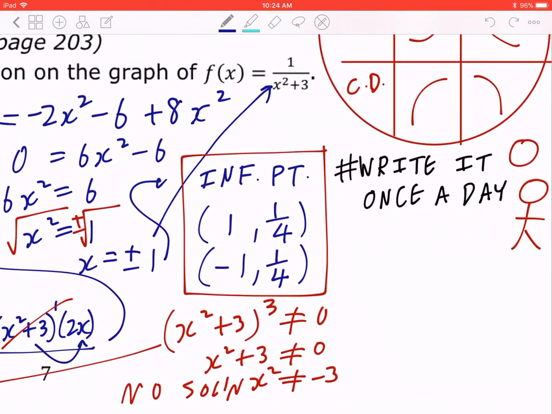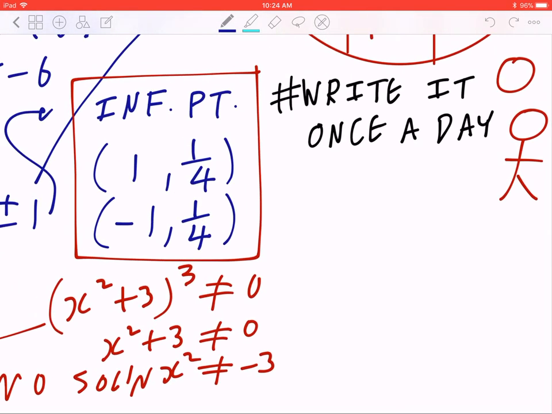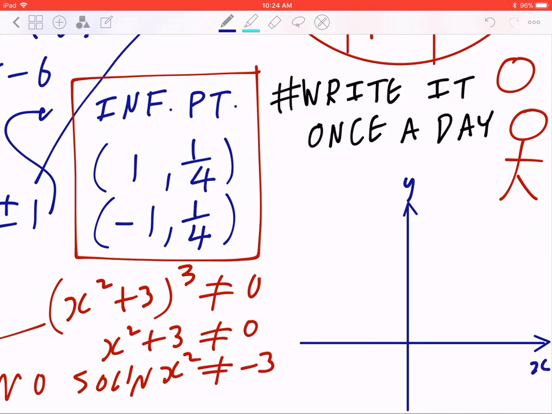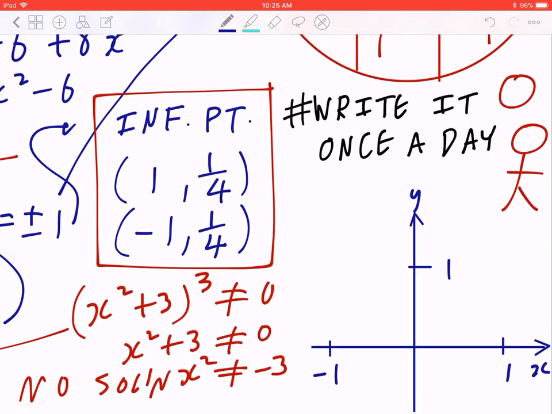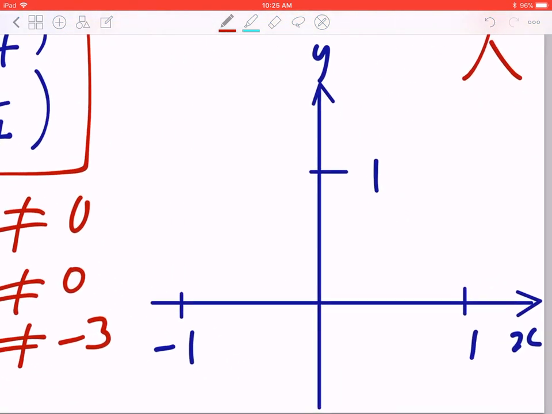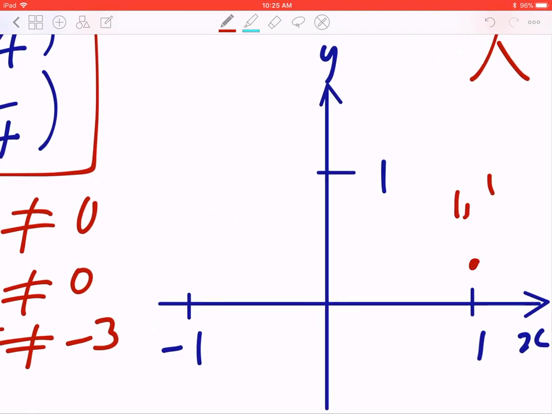I mentioned at the end that the only inflection points are (1, 1/4) and (-1, 1/4). Now I'm going to give you a little bit more. With practice, you can always double check your work by drawing a diagram, either with Desmos or, in this case, manually. Notice the scale: I'm going up and down, left and right by 1. The points of inflection are at (1, 1/4) and (-1, 1/4).